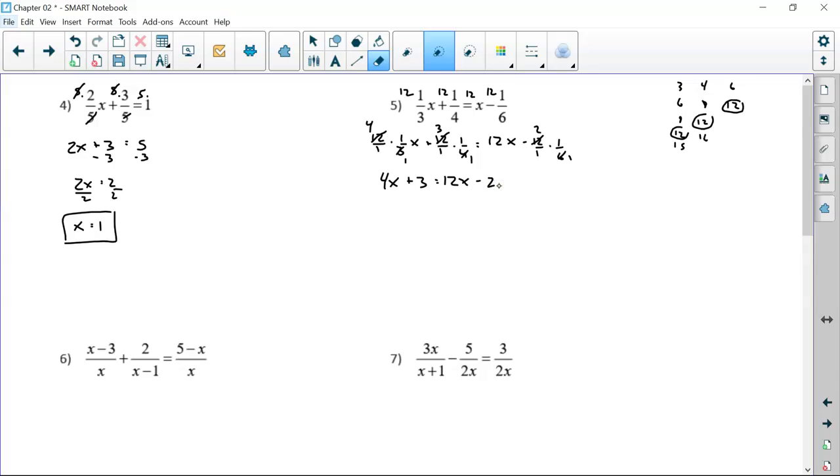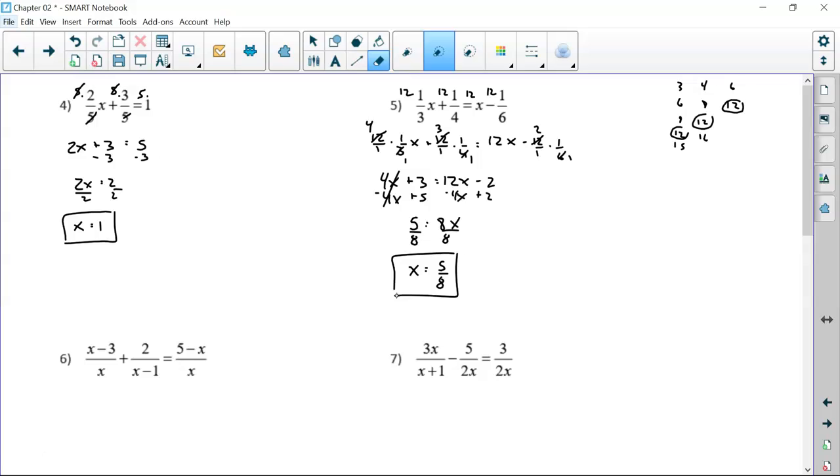No more fractions. We can subtract 4x from both sides. At the same time we're doing that, we can add 2 to both sides. So we get 5 equals 8x. Divide both sides by 8. X equals 5 over 8. And you can use your calculator and substitute that in, and you'll see that that does work.